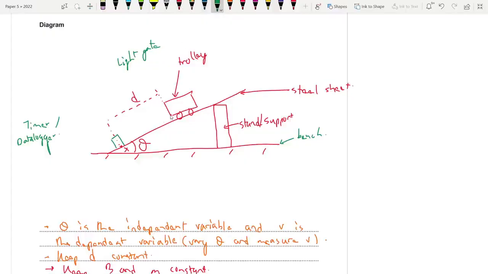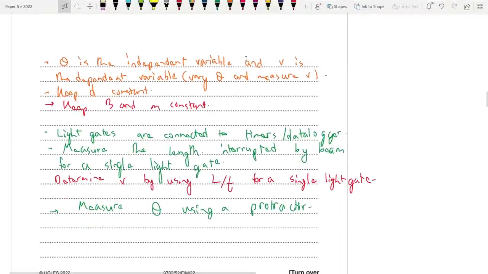So the front of the trolley is going to pass it once, right? And then the part at the back will pass it again. So light will be interrupted for some time, right? We can use that information to calculate the distance and calculate the velocity, I mean. Because we can actually find out the distance beforehand, even before the start of the experiment. How? We can measure the length interrupted by the beam for a single light gate.